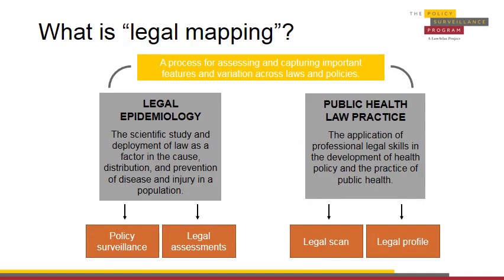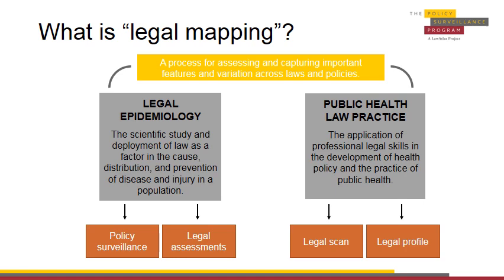Legal mapping is a set of techniques for capturing important features of laws and policies, and for identifying how they vary across jurisdictions or institutions and over time. Legal mapping takes many forms. It can be conducted using transparent scientific methods for empirical legal research in legal epidemiology, or it can rely on conventional legal research methods to answer important questions in public health law practice.